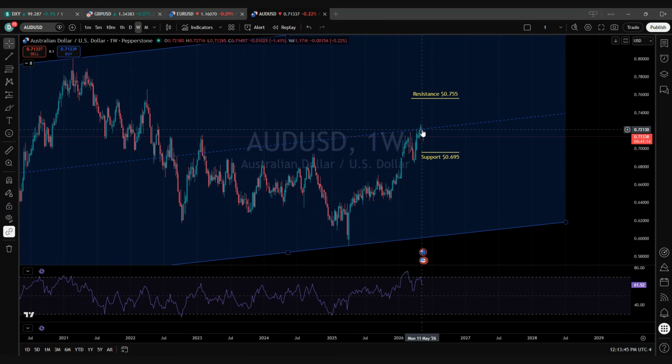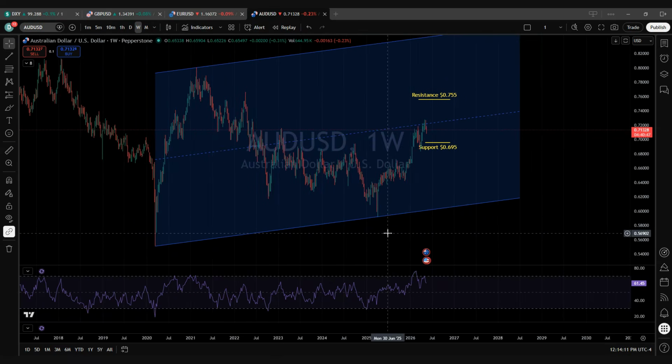However, we're getting rejected right now at this 50% area, the parallel. So in order for the Australian dollar to keep pushing up, we need to get above 72.2 cents. If we get above that 72-cent threshold and hold on a weekly closing basis, that will increase probabilities for us to push up to the 75.5-cent level. Otherwise, as I said, that's the ceiling, with first support at 69.5 cents.